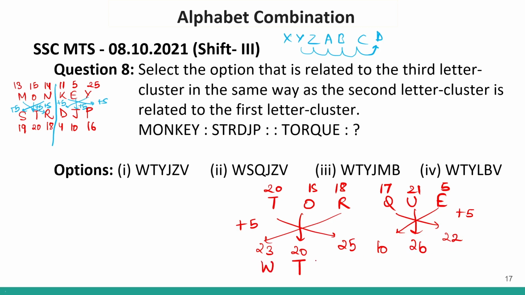23 is W, 20 is T, right? 25 is Y. Then 10 we have J, 26 we have Z, and 22 we have V. So the missing element will be W, T, Y, J, Z, V. This will be the missing element. And this is given in which option? This is given in option number 1. So option number 1 would be the correct answer to this question, right? This will be the answer.